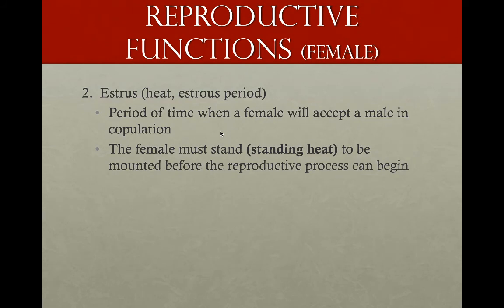Now, unlike human females, livestock animals have to be in estrus before they will mate. Human females are different. In livestock and other animals, they must be in standing heat or standing estrus. That's the word that we use to go through the process.